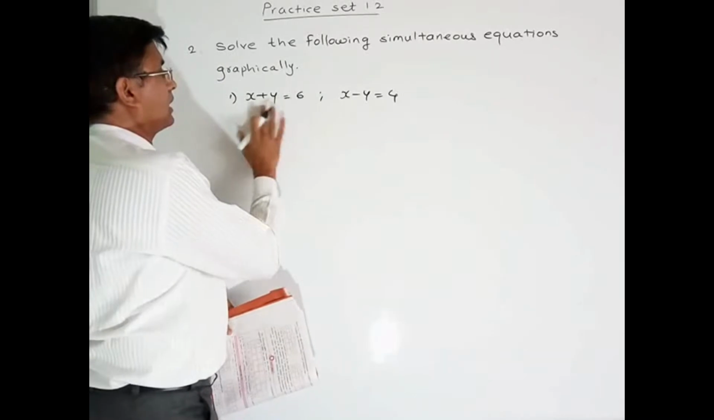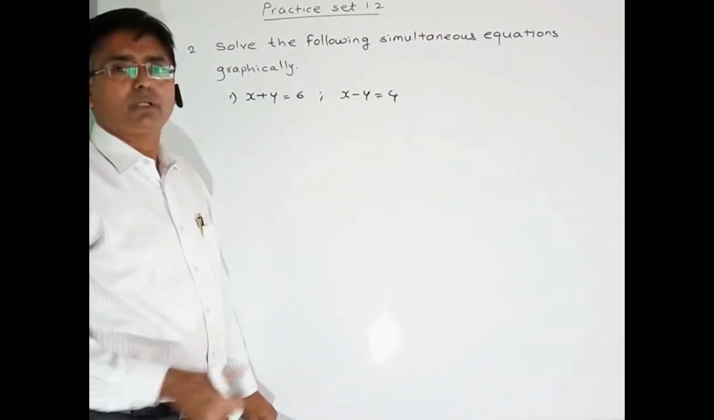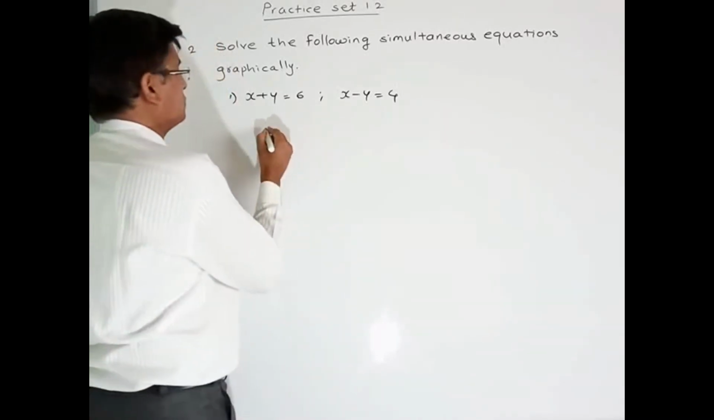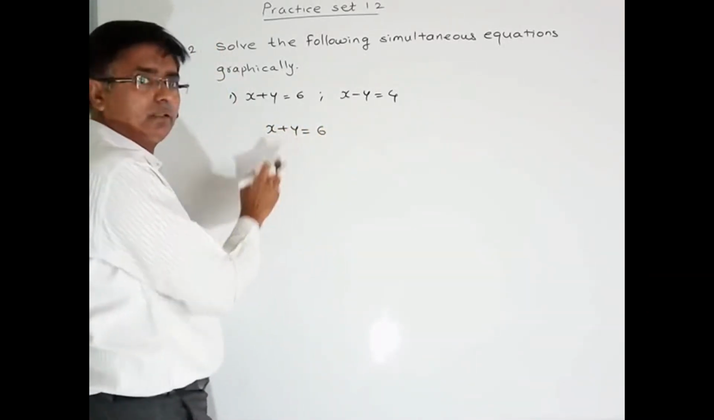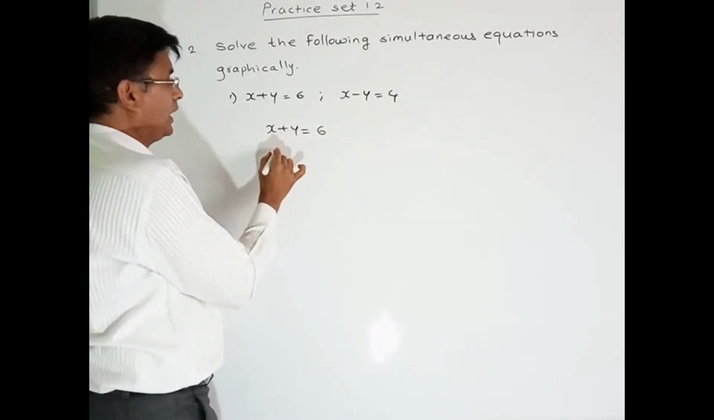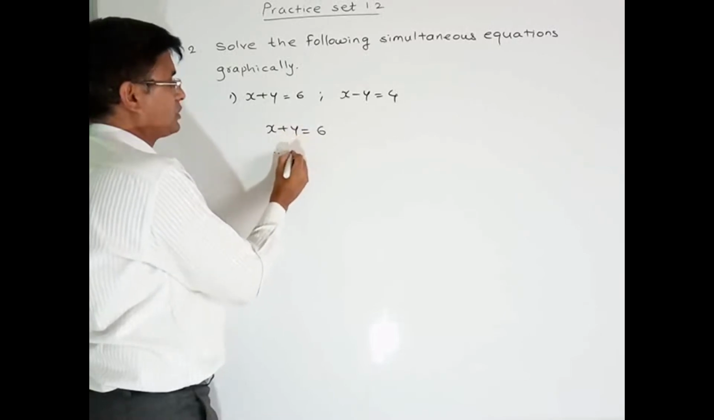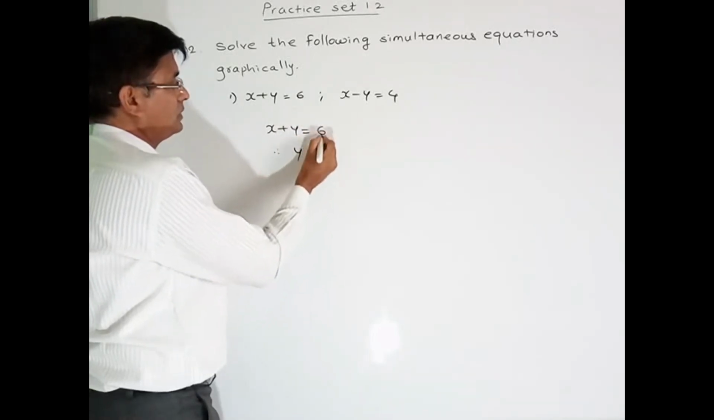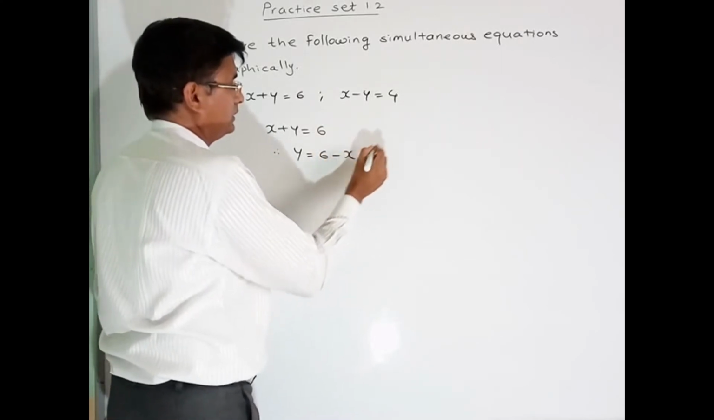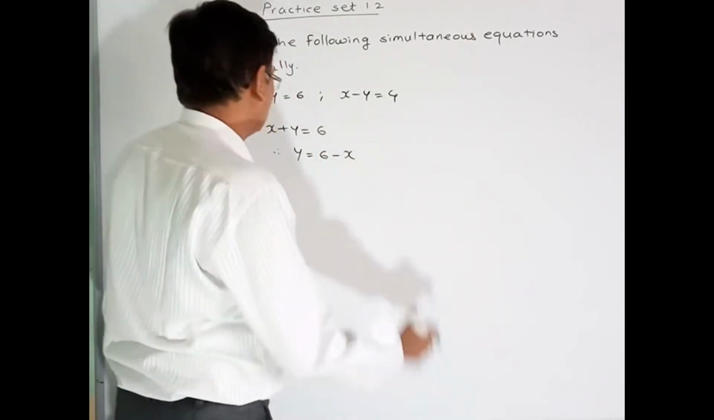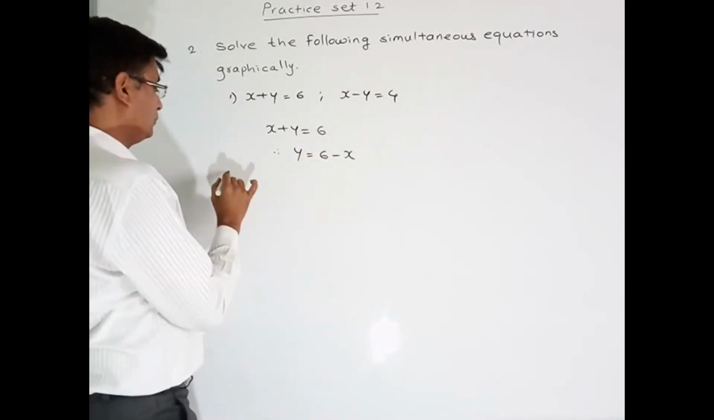To draw the graph of these equations, you have to find the ordered pairs of the equation. So first equation is x plus y is equal to 6. I will make the equation for y. Means find the value of y, or find the equation of y, that is y is equal to 6, shift this plus x to that side, it is minus x.